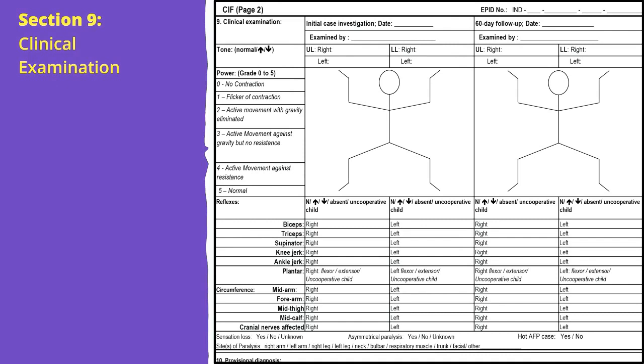It is an important section in AFP case investigation and should be done accurately for all the notified cases. First, assess the tone as normal, increased or decreased, followed by power at every joint and grade from 0 to 5. Elicit the biceps, triceps, supinator, knee, ankle and plantar reflexes.